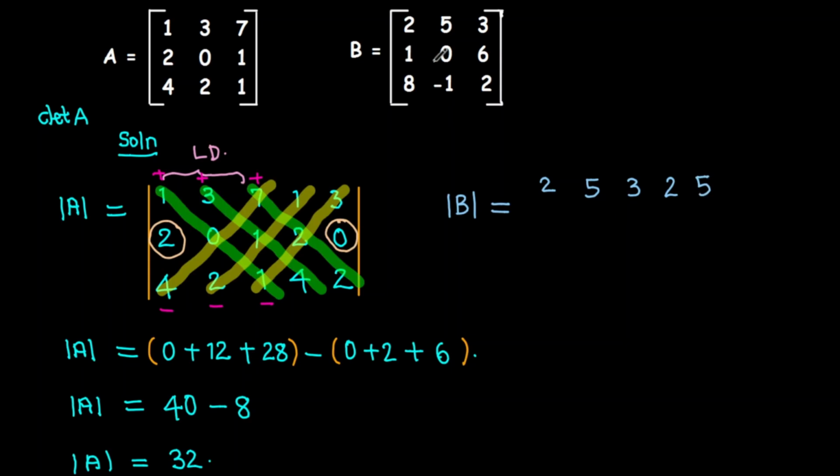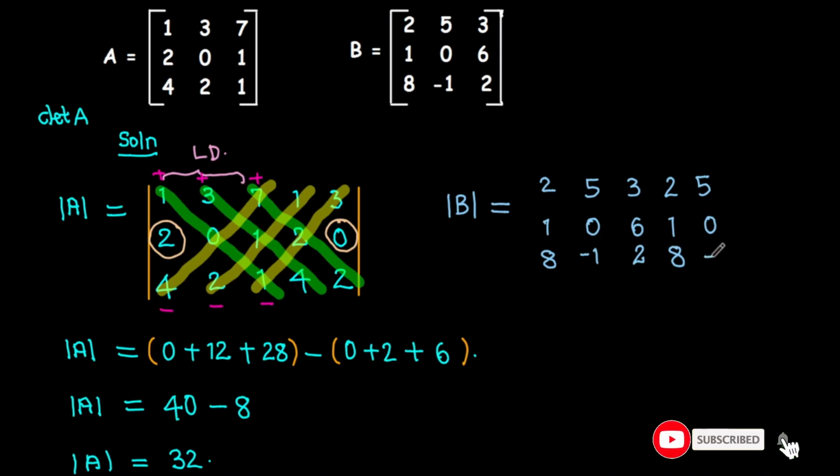So moving to the next row, we have 1 followed by 0, followed by 6, and we come back and copy again 1 and 0. In the last row, we have 8, followed by negative 1 and 2. Finally, copying the first 2, we have also 8 here and negative 1. Again, drawing these lines to show that is the determinant.